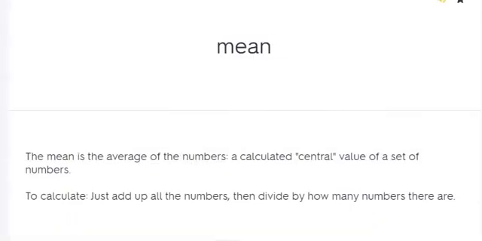Mean. The mean is the average of the numbers, a calculated central value of a set of numbers. To calculate, just add up all the numbers, then divide by how many numbers there are.